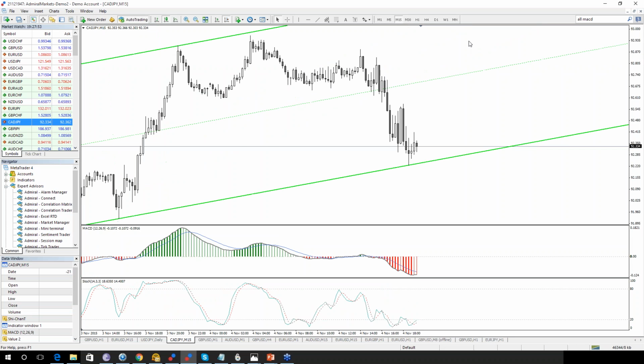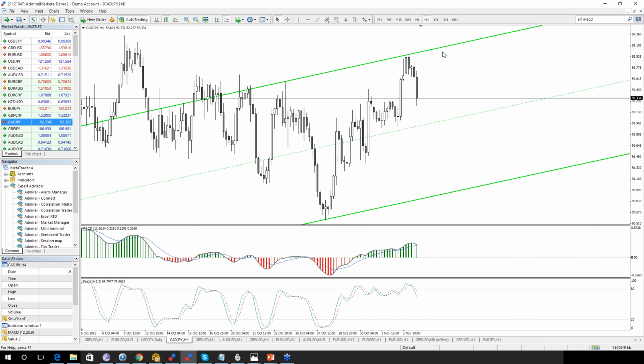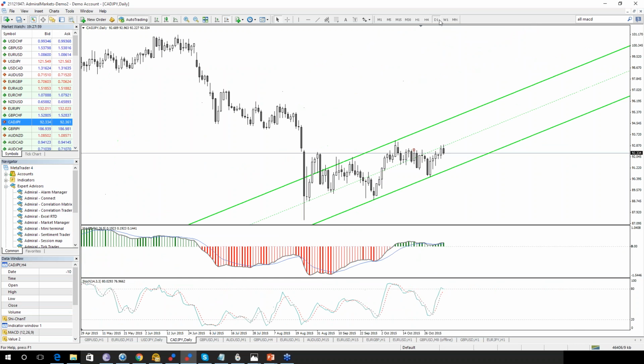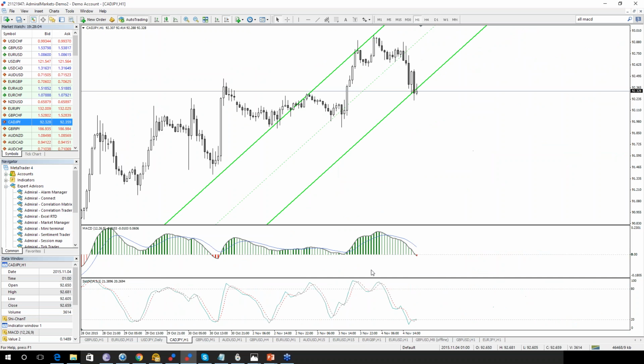CAD-yen, let's say. 4-hour thinning, so daily probably is tick. Daily tick, 4-hour thin, 1 hour. Okay, this is ideal, guys. Now, this would be ideal. Look at this, 1 hour lost momentum. It went below zero line.